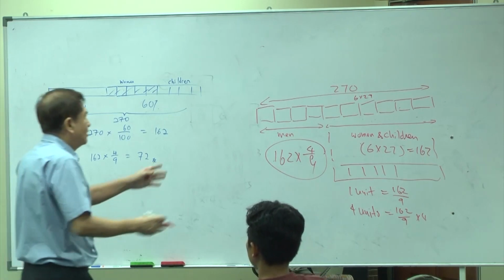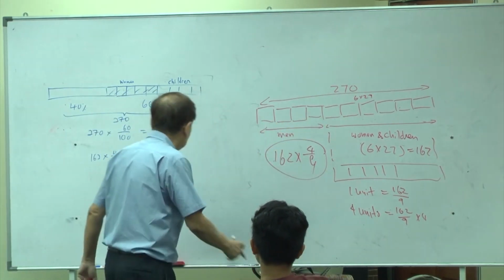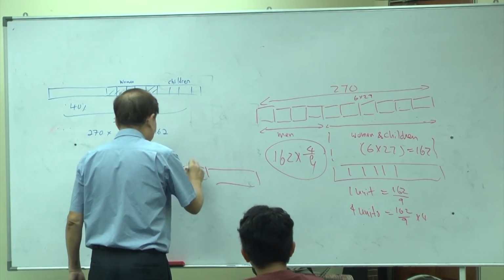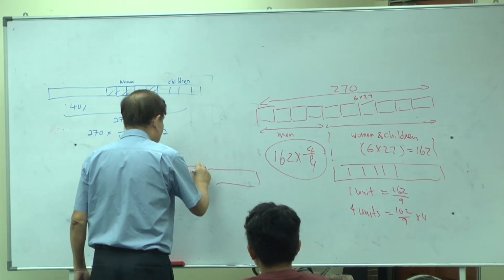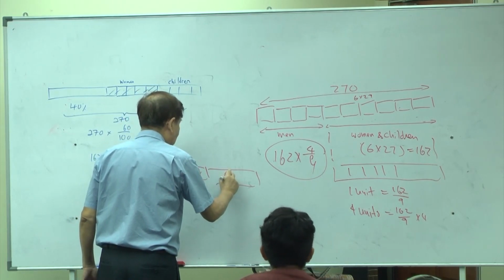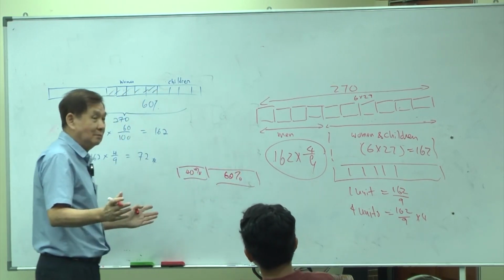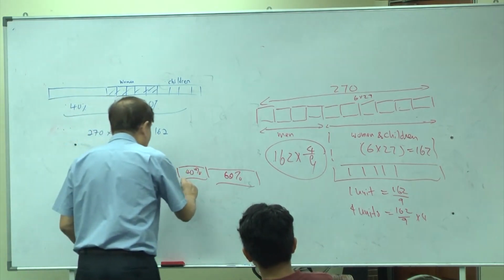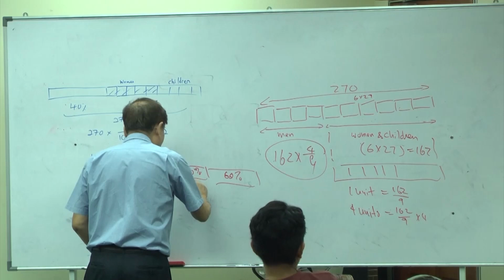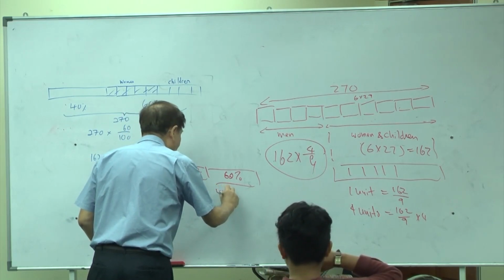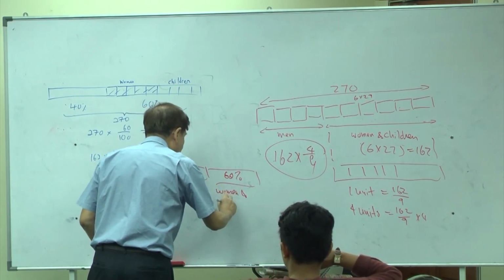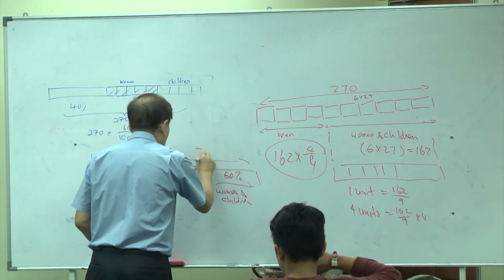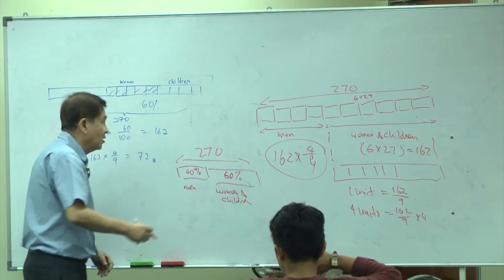But some people don't want to be so troublesome. I must draw 10 units. What they can do is what? That's all they do. Simple, very short. Shorter bar, 40%, longer bar, 60%. This is men, am I right? So they say this is men. Okay, and this is women and children. And the number of people here will be what? 270. Straight away, they can do it in this way.